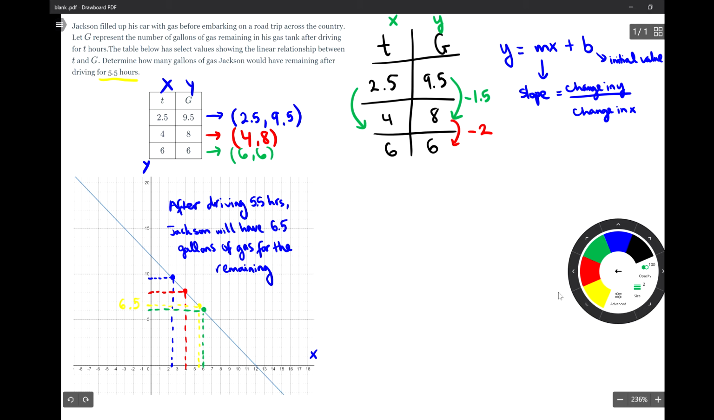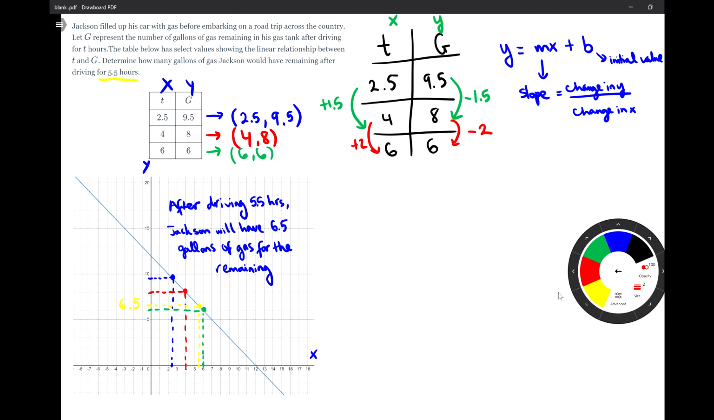So from 2.5 to 4, we think of addition, so it will be add 1.5. All right, and then from 4 to 6, we add 2. So you see that I use a different color each time I do the change in y or change in x. Why is that? Because when you are calculating the slope, or the change in y over the change in x, you need to use the same set of coordinates.